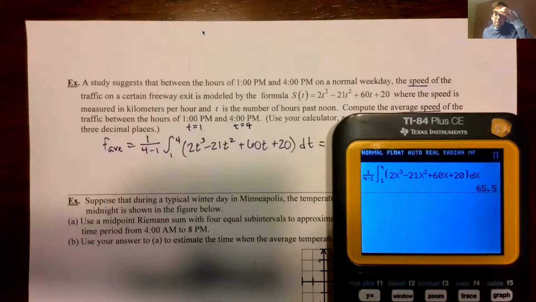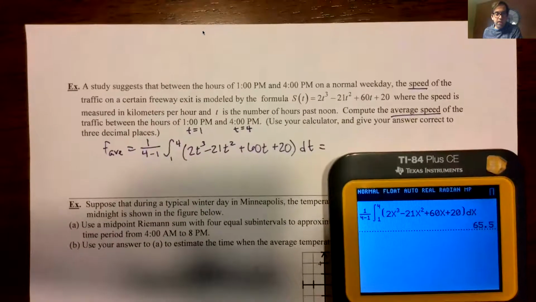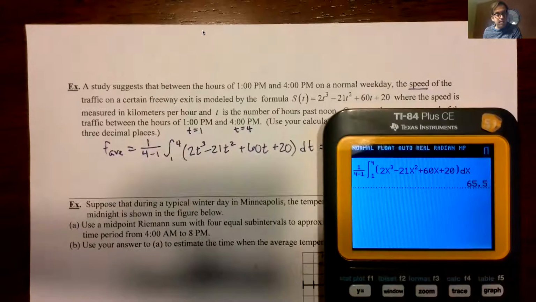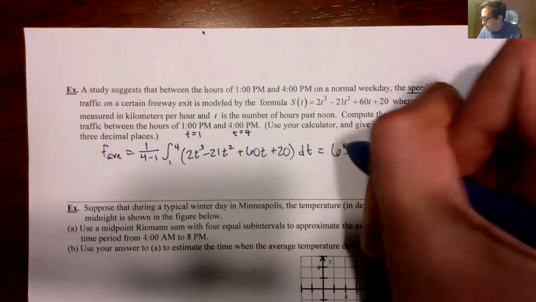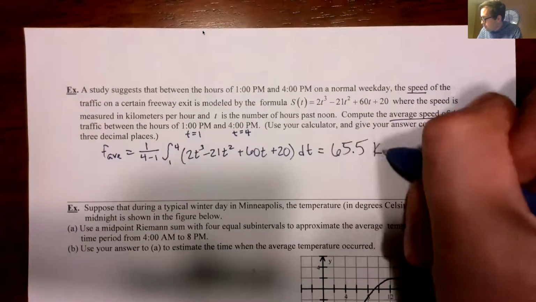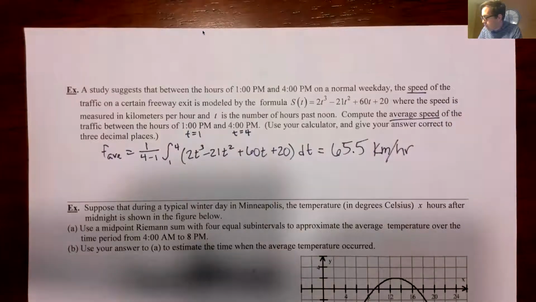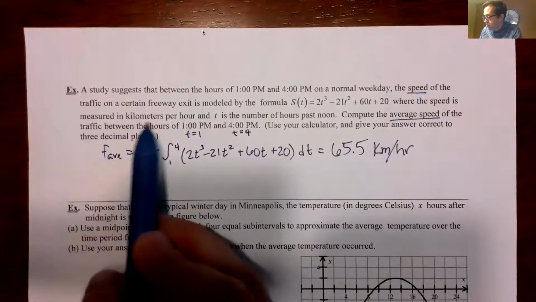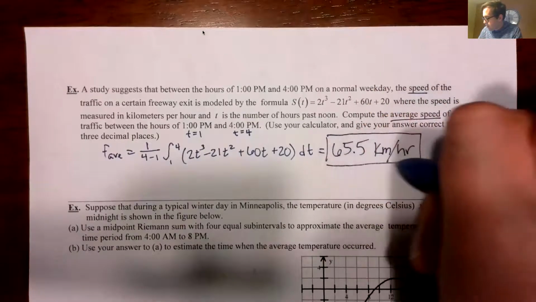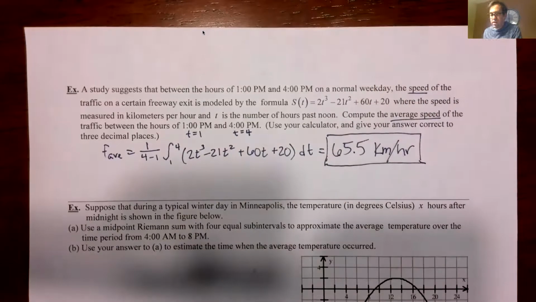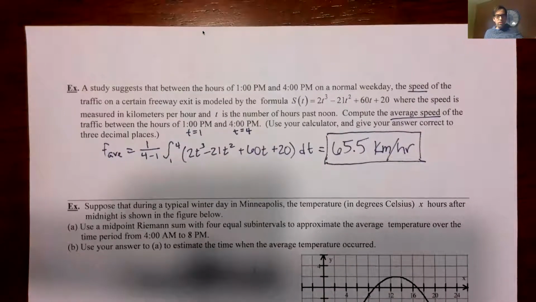And we get 65.5. So we were told to round to 3 decimal places. Lucky for us, we're going to be able to do an exact value here because it's only 1 decimal. So we can just put 65.5 kilometers per hour because that is the average speed. And we were told that speed is kilometers per hour. And there we go. We figured it out. Nothing more to do than that.